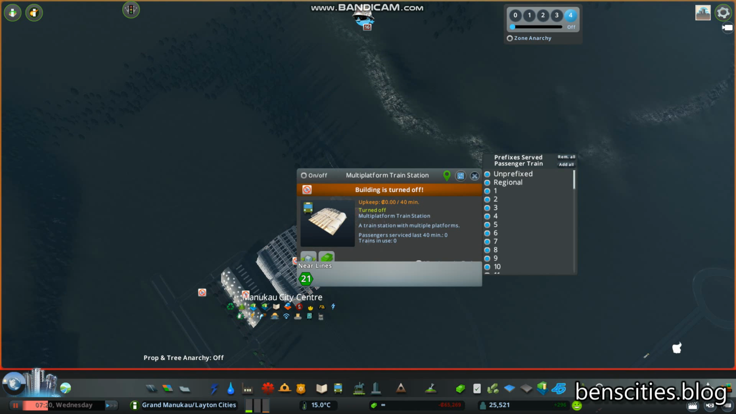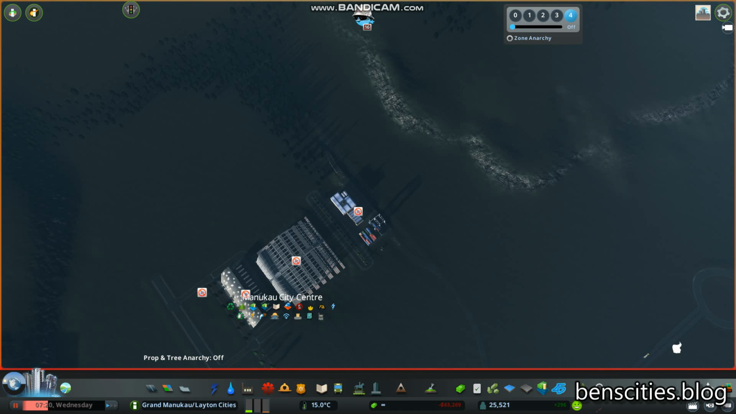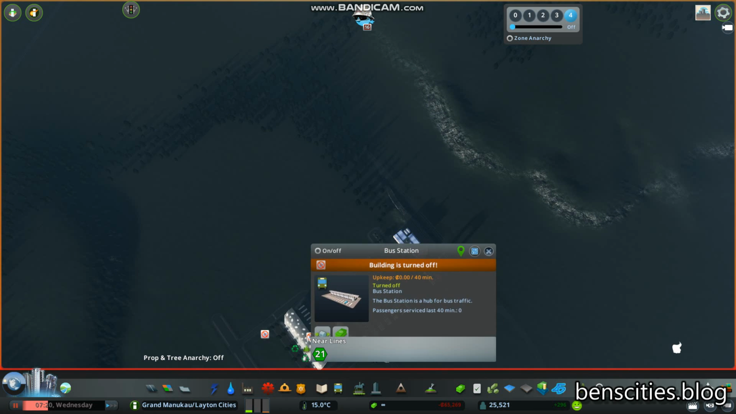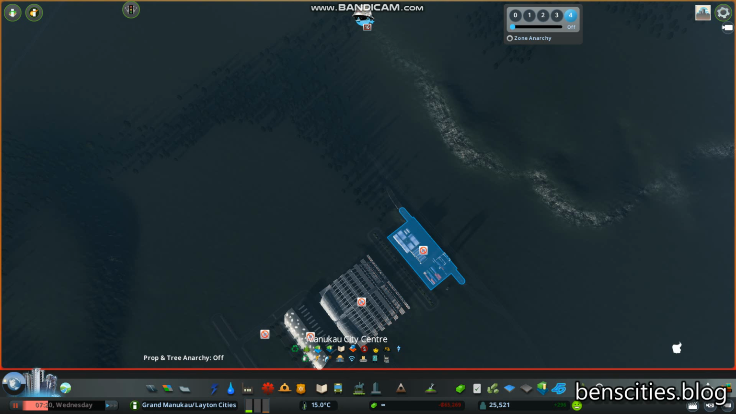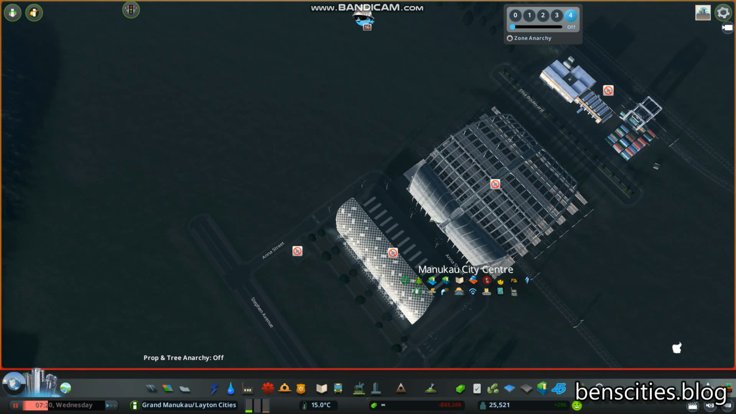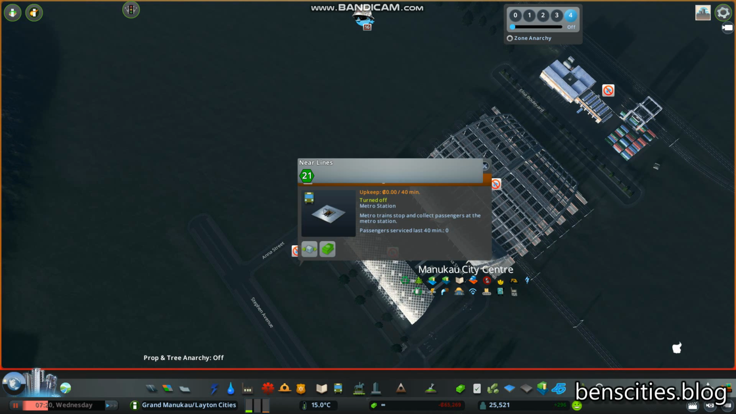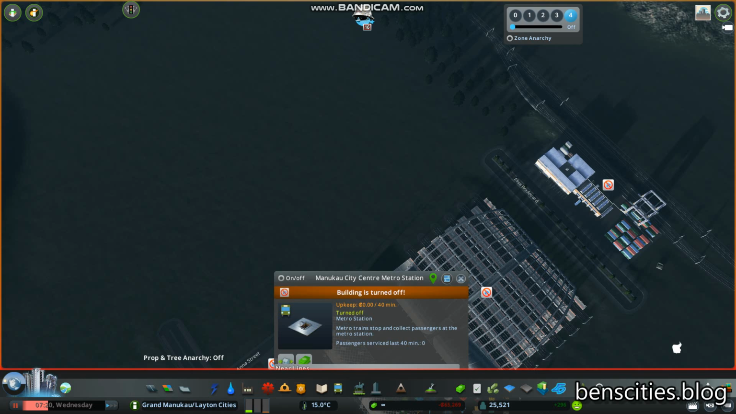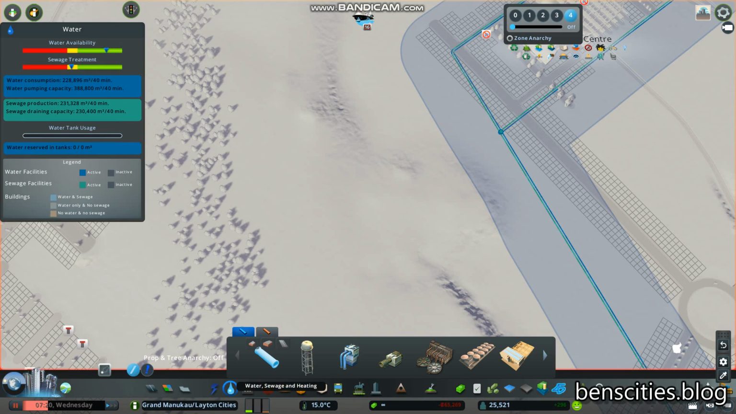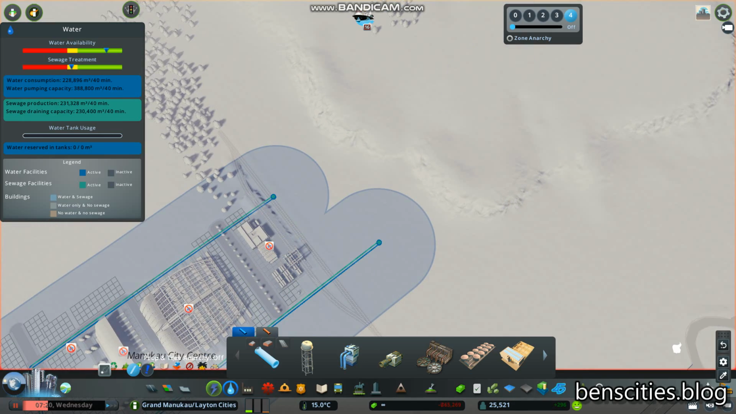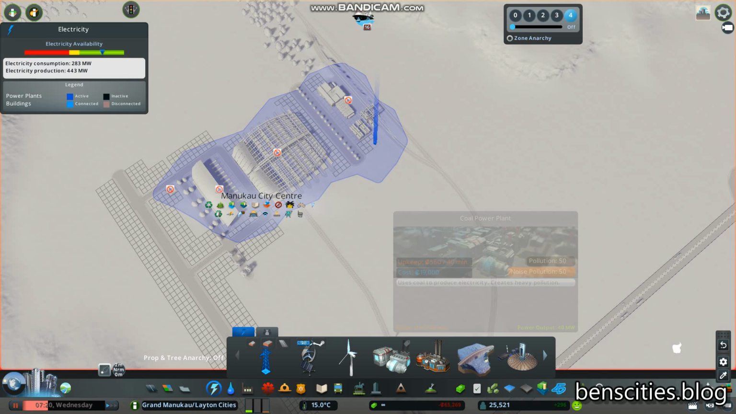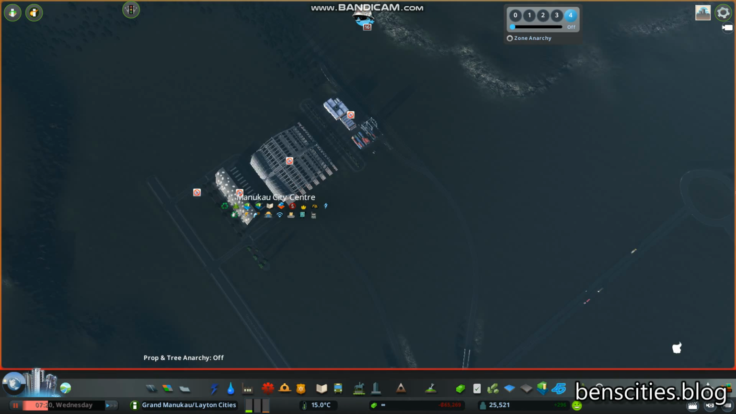As you can see, the railway station's ready to go. Bus station's ready to go. Even have a cargo rail station ready to go. And the metro station is ready to go. So, if we go underground, the piping, and nope, haven't brought the power in yet. So the infrastructure is ready to go.